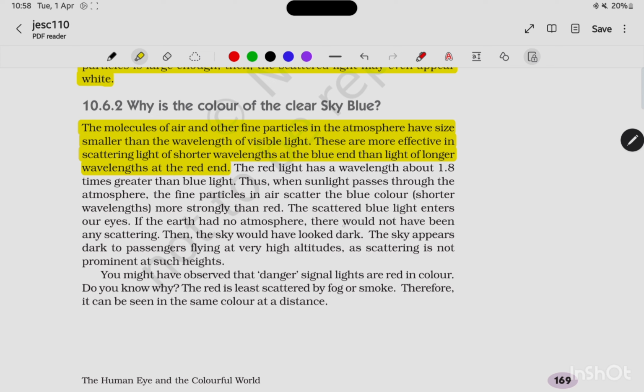If the earth had no atmosphere, then there would not have been any scattering. Then the sky would have looked dark. The sky appears dark to passengers flying at very high altitude, as the scattering is not prominent at such heights.